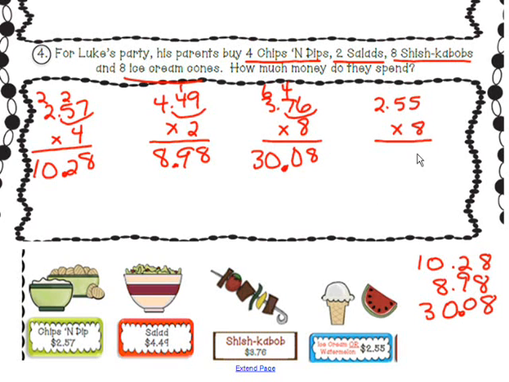8 times 5 is 40. 8 times 5 is 40, plus 4 is 44. Carry the 10. 8 times 2 is 16, plus 4 is 20. And my decimal point. $20.40. We're going to add that together.